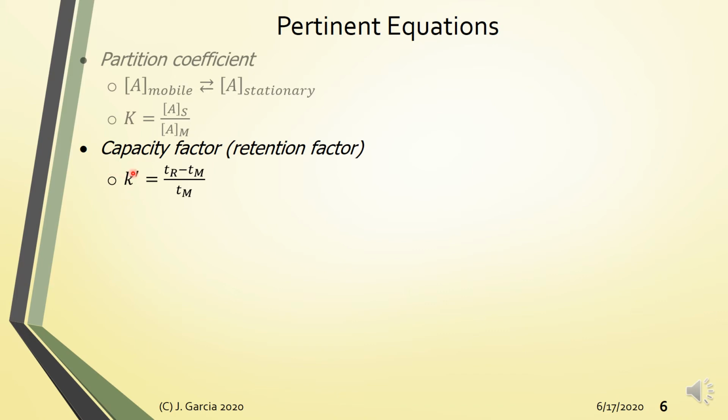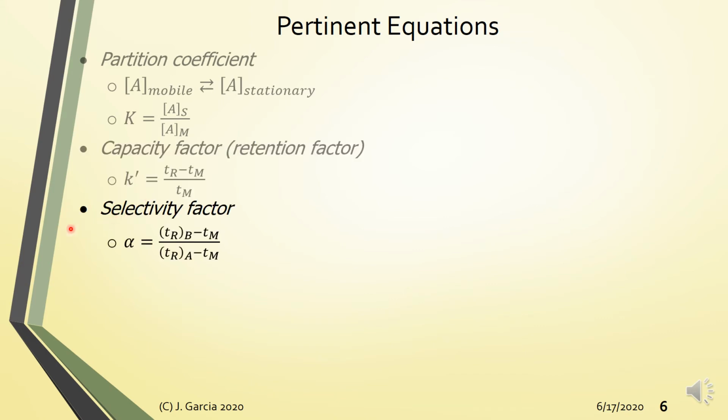Alright, so represented by small k prime. This is simply the corrected retention time divided by the dead time. The capacity factor just represents the relative migration rate of that particular solute. So the lower your retention factor, it means your analyte is less retained. And the higher your retention factor, there is greater retention of the analyte in the stationary phase.